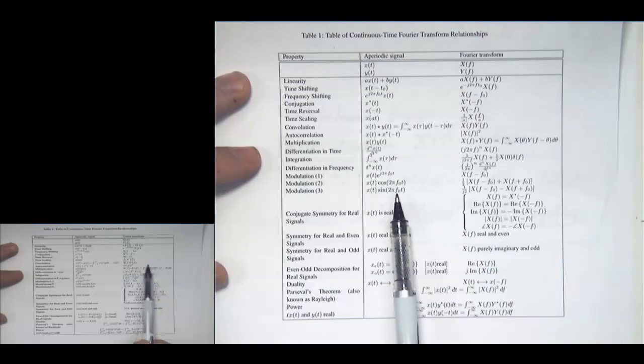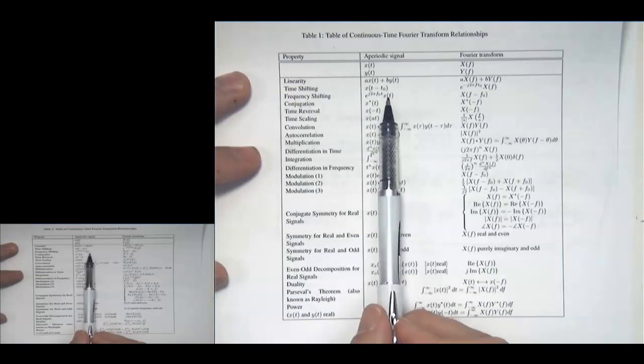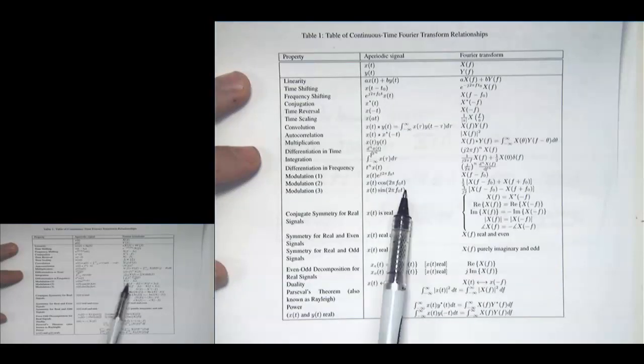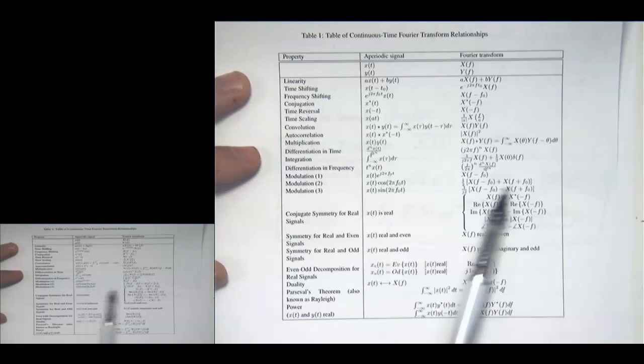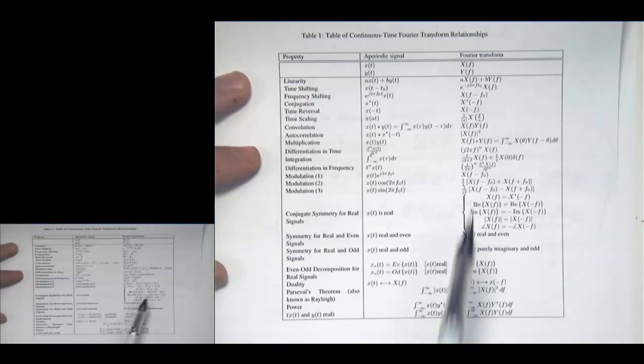And a lot of these are important. We're going to see this frequency shifting property come up again and again, and the modulation property too. You can see here that multiplying by a complex exponential shifts the spectrum. Multiplying by a cosine shifts it and gives you mirror images. Multiplying by the sine shifts and gives mirror images and an imaginary piece. And then the real, even, and odd.